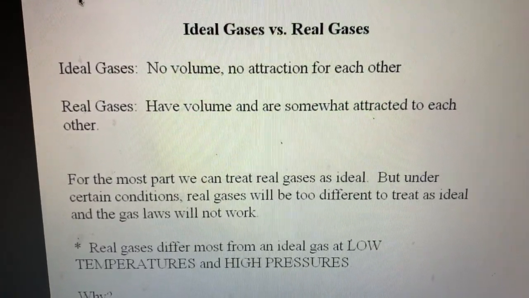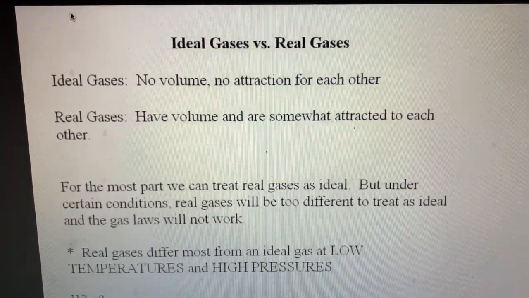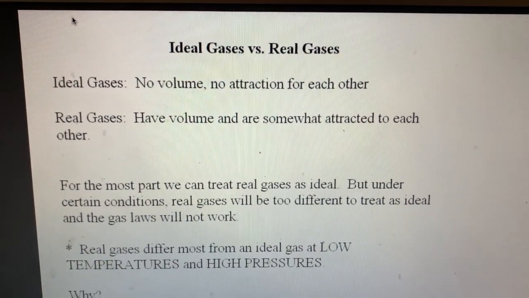All right. Now, for our purposes, and really for purposes through most of college chemistry, gases can be treated as ideal, but just know that there is a difference between an ideal gas and a real gas.